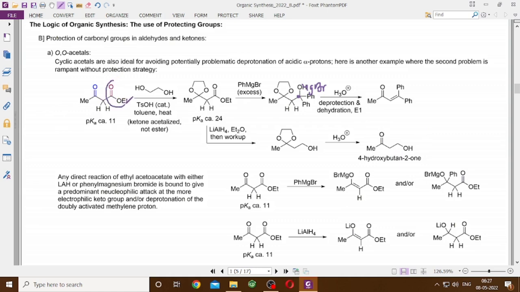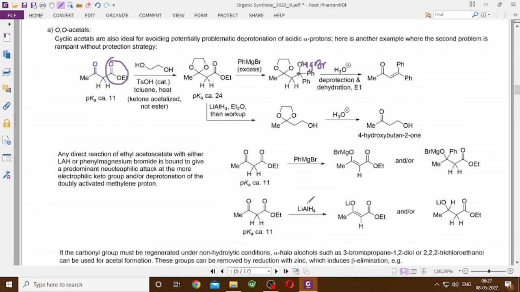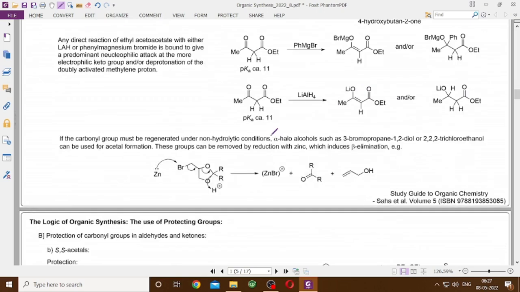need to reduce this ester functionality into CH2OH. But then the carbonyl group must be protected. Otherwise, if you add lithium aluminum hydride to this, two things may happen. Either the deprotonation of this acidic hydrogen giving rise to a lithium enolate, or preferential reduction of the keto group via addition of the hydride, but your ester is not getting reduced. Therefore you need to protect again in the form of say a cyclic acetal, and then you treat it with H3O+, so you get 4-hydroxybutan-2-one.